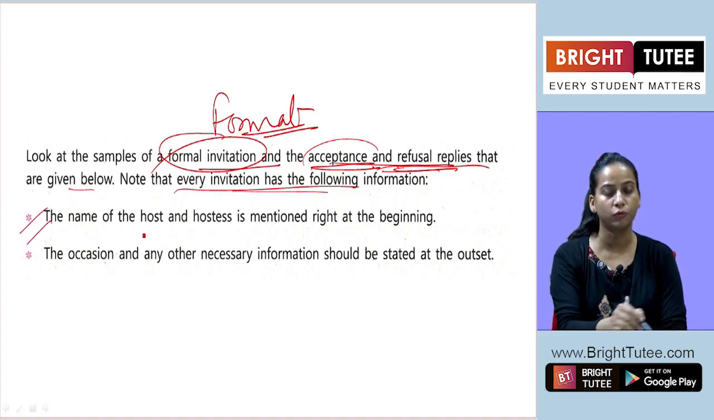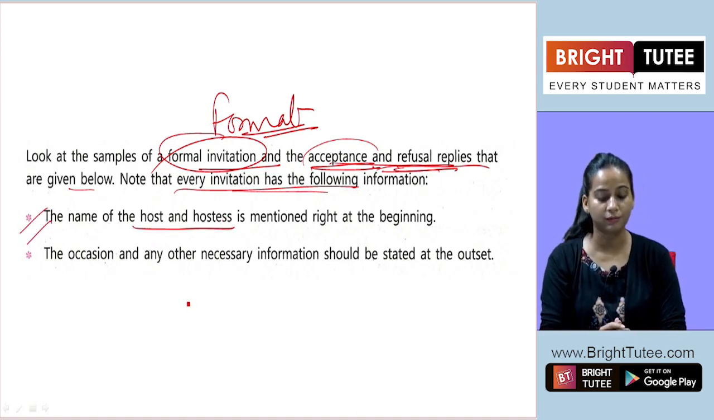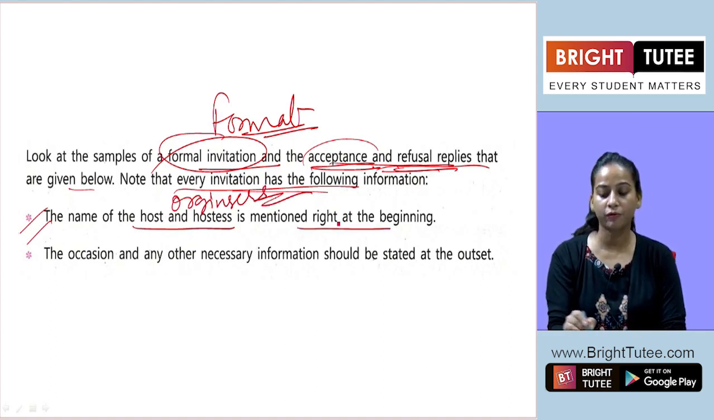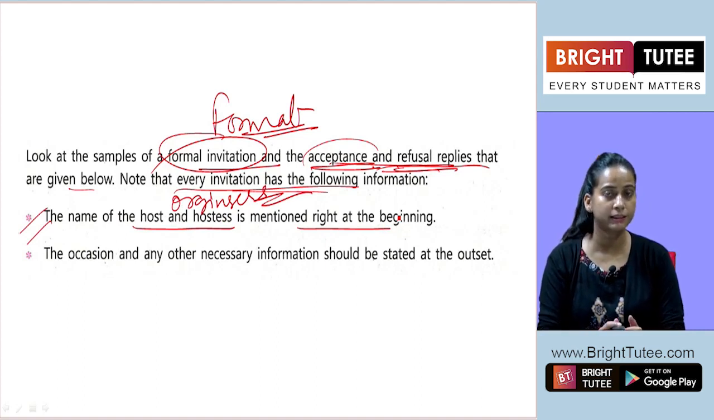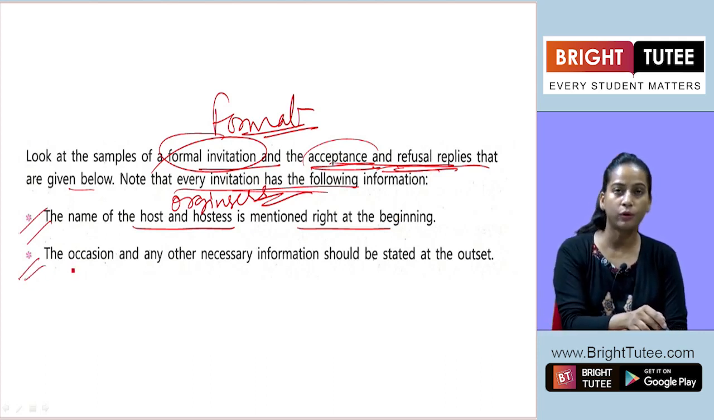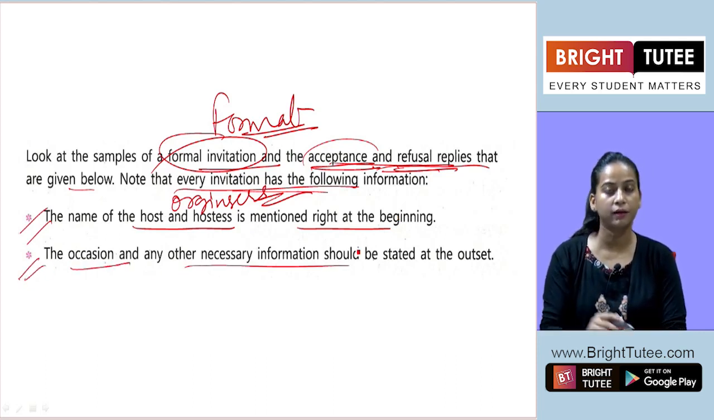The name of the host and the hostess, those who are going to organize, the organizers, is mentioned right at the beginning. In the beginning itself it is given. The host and the hostess, those who have organized the event and who are going to invite you. Then the occasion and any other necessary information should be stated at the outset.